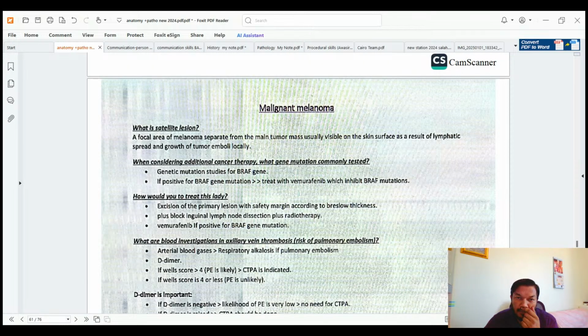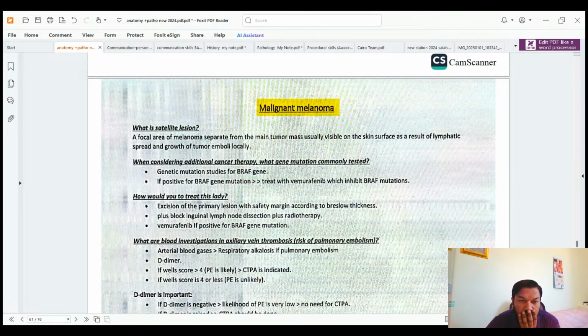Malignant melanoma. What is the satellite lesion? It is a focal area of melanoma spread from the main tumor mass, usually visible on the skin surface.